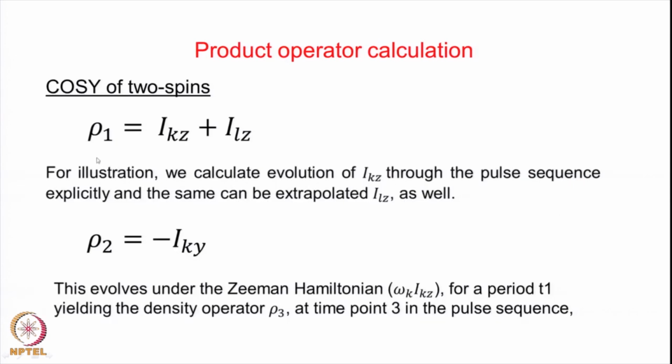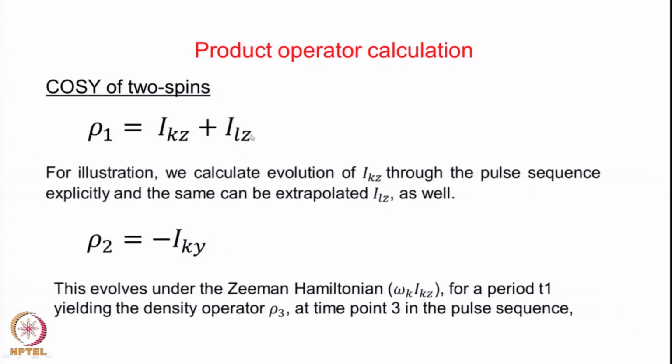Okay. So at time point 1, I have the equilibrium magnetization, so the density operator is IKZ plus ILZ, considering the 2 spins. Now individually we can calculate the evolutions of this through the pulse sequence, but for demonstration we will consider only the K spin, and whatever results we generate, similar calculations can be done for the L spin as well, and therefore we do not want to repeat that for the 2 things. So we consider the calculation for the K spin only in the further discussion.